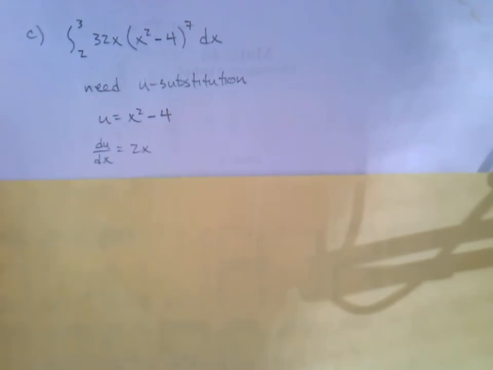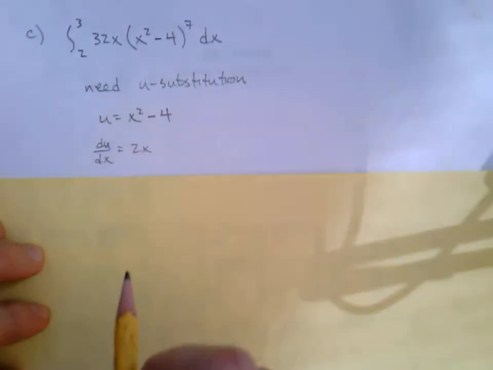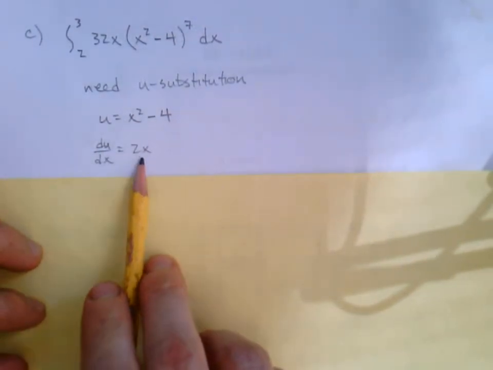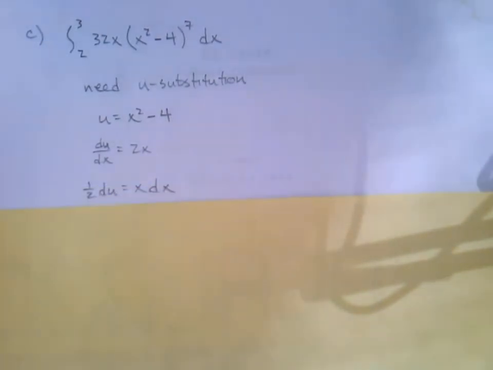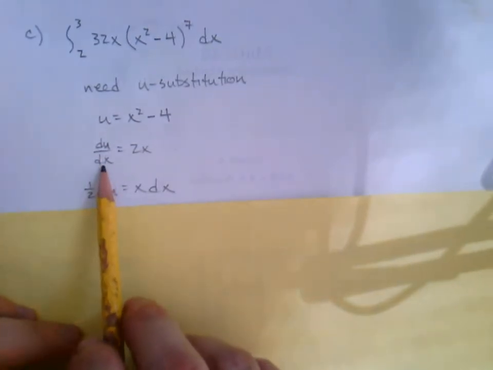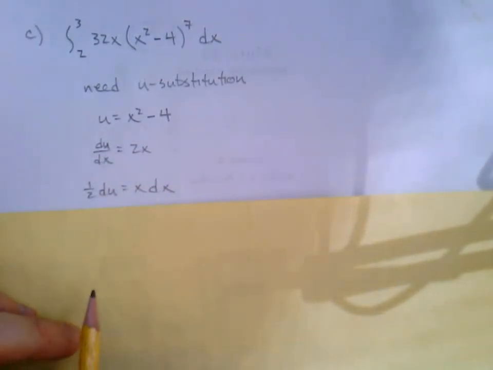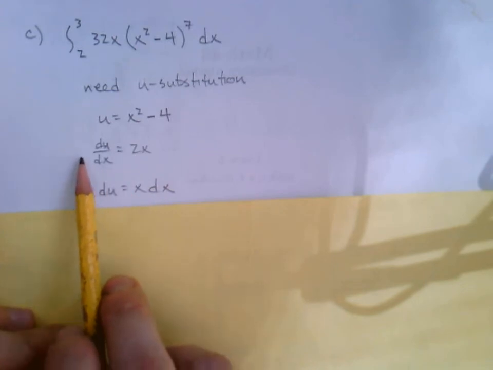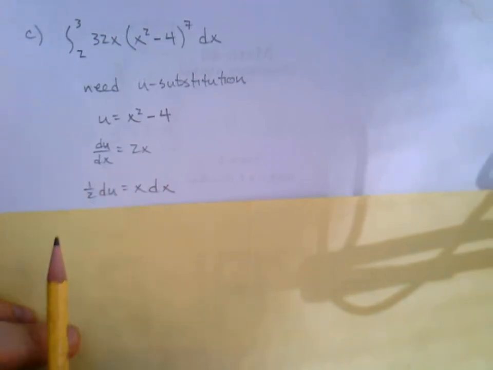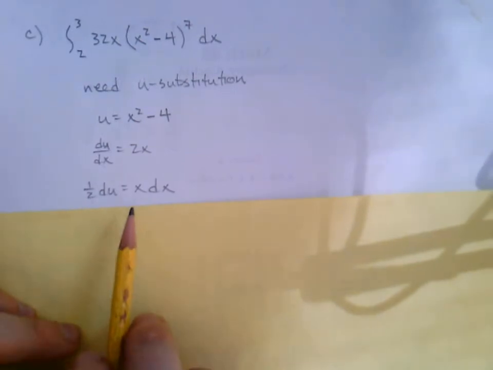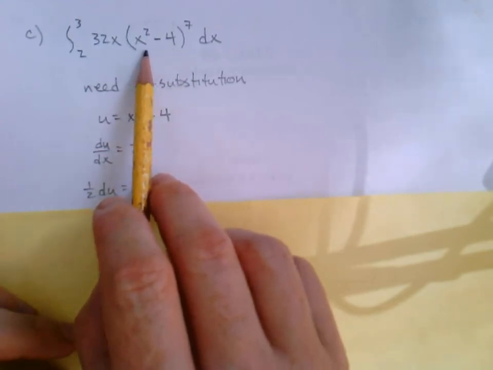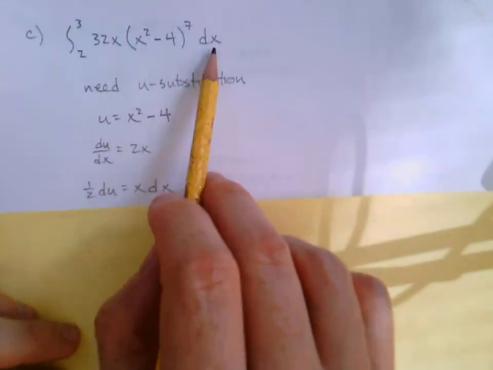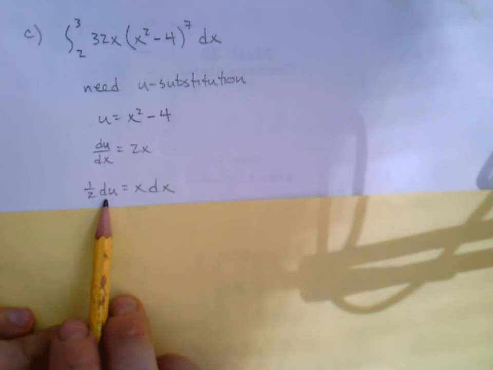That means du over dx. Well, that's our derivative, right? So that's equal to 2x. And two things happening here. I'm going to multiply the dx over there. But I also realize I don't need that 2, so I'm going to divide it back this way, make it a 1/2. 1/2 du equals x dx. So my substitution can happen. Looking back to my original, that's going to become u, but then my x dx will become 1/2 du.